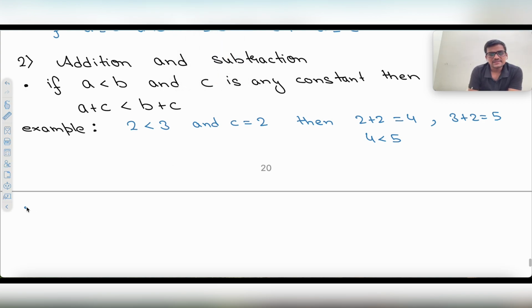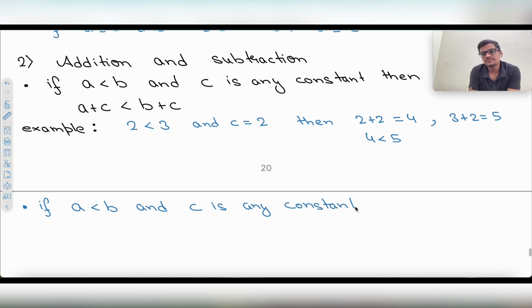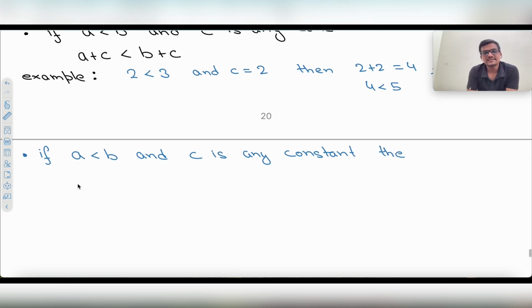Now the second point is, if A is less than B and C is any constant, then if I subtract this C from both sides of the inequality, then also this inequality will not be affected or changed, right?